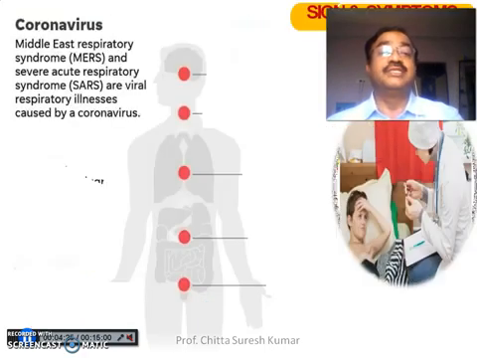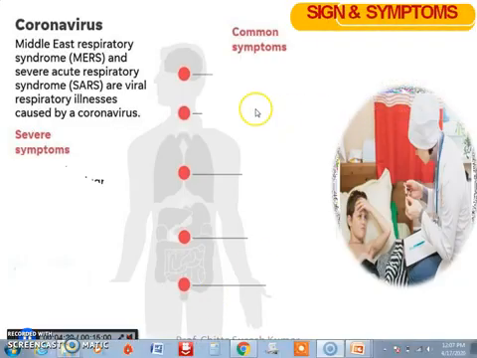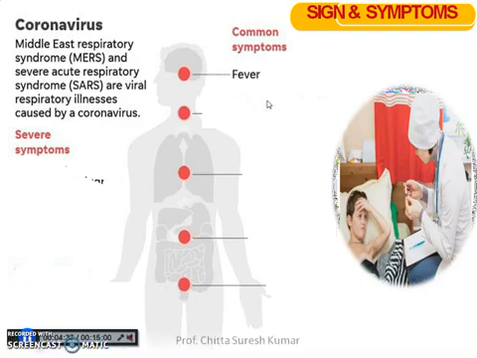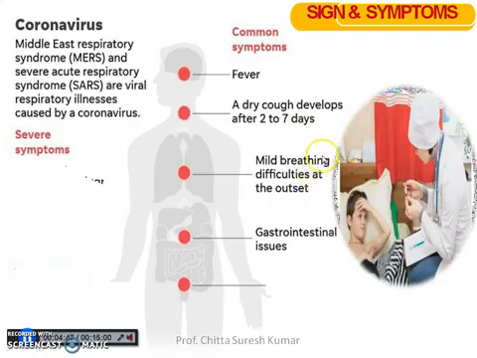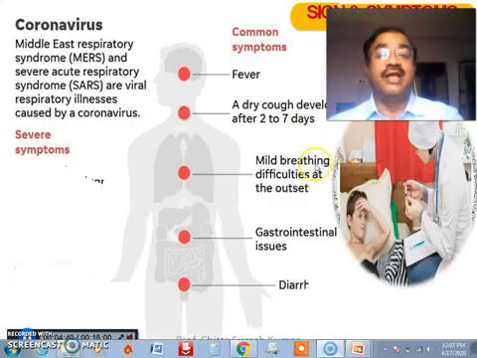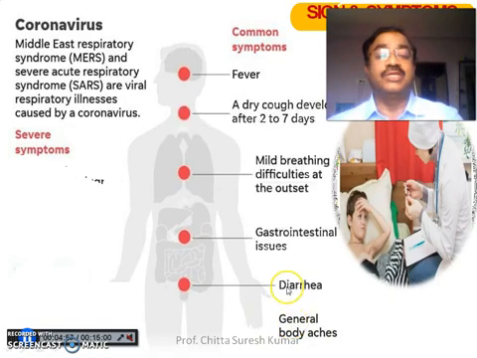If you look at the signs and symptoms of this coronavirus, you have severe symptoms and common symptoms. The most common symptoms that people have observed in COVID are fever first, then a dry cough that develops after 2 to 7 days, then mild breathing difficulties, gastrointestinal issues, diarrhea, and general body ache. The gastrointestinal issues mean decreased appetite.